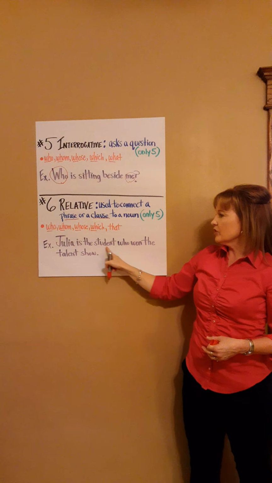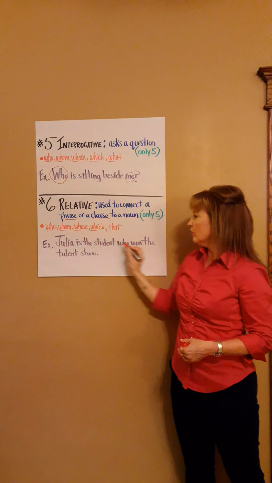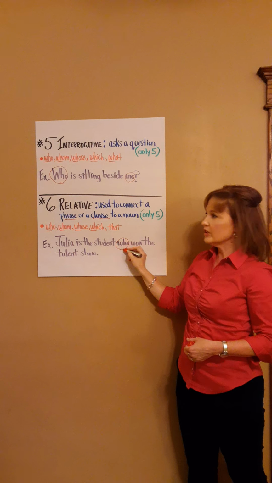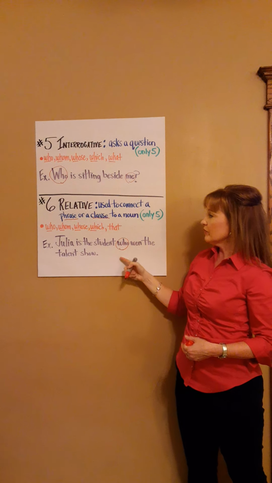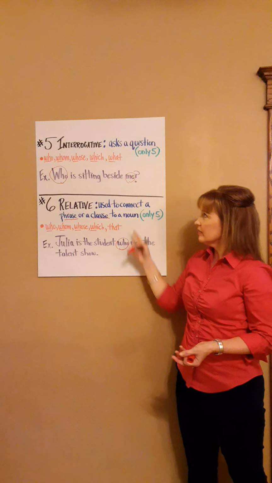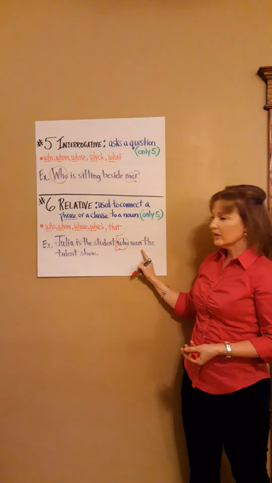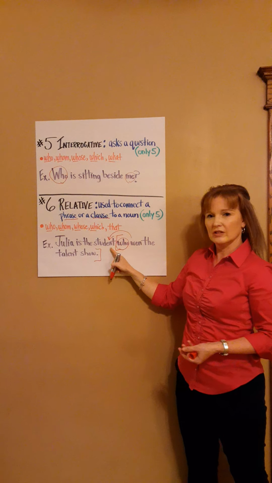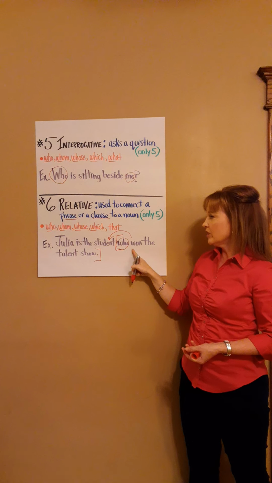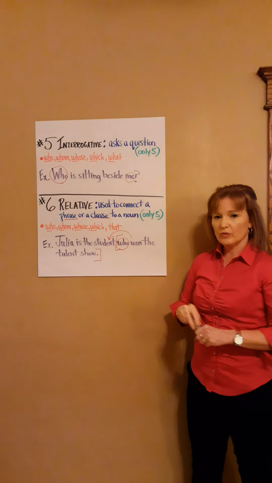Julia is the student who won the talent show. Now, right off the bat, we can see the who. Now, how do we know this is relative and not interrogative? Okay, first of all, we don't have a question here, right? That would be interrogative. But this extra information, who won the talent show, is connecting to student. Okay, so student, we're getting more information on student. So this is a clause, and it's connecting to the rest of the sentence.